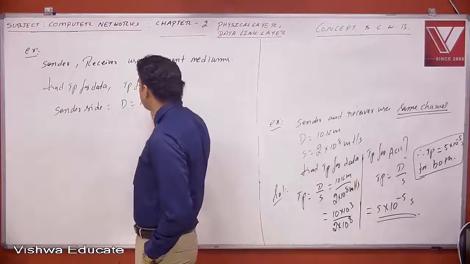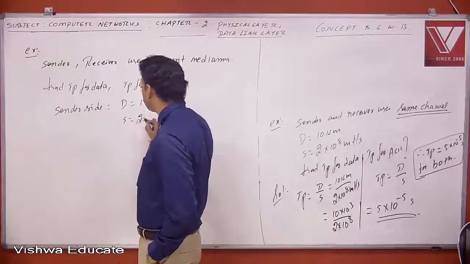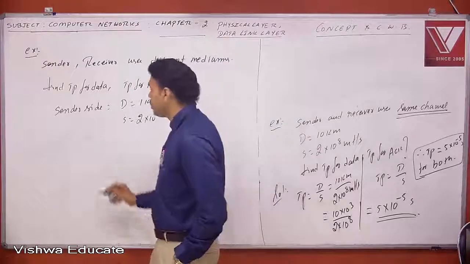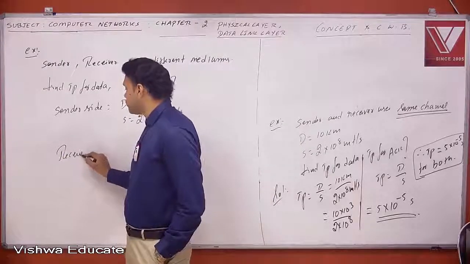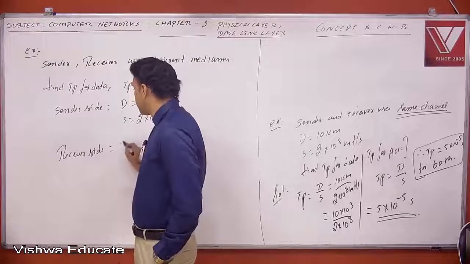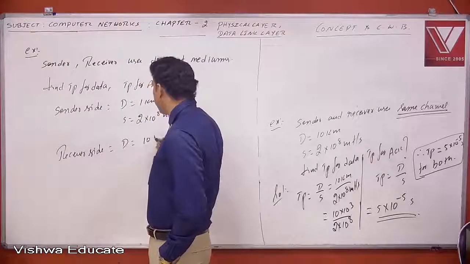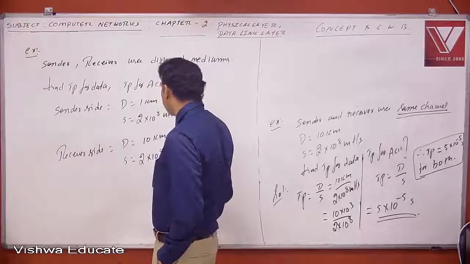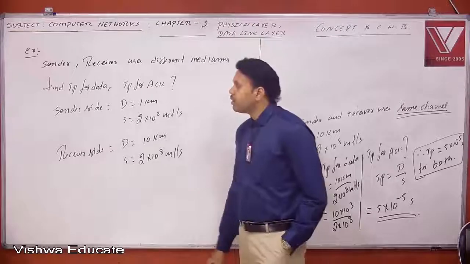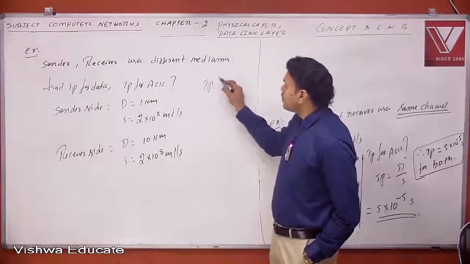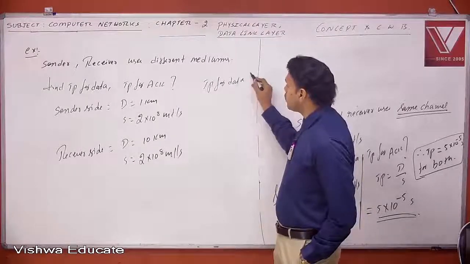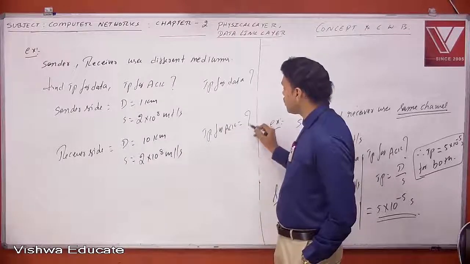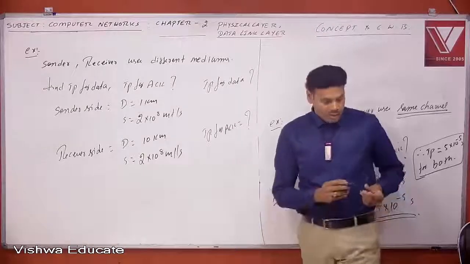distance is equal to 1 km, speed is equal to 2 into 10 power 8 meters per second. And the receiver side, distance is equal to 10 km and speed is equal to 2 into 10 power 8 meters per second. So now we want to find how much TP for data is, and how much TP for acknowledgement is.